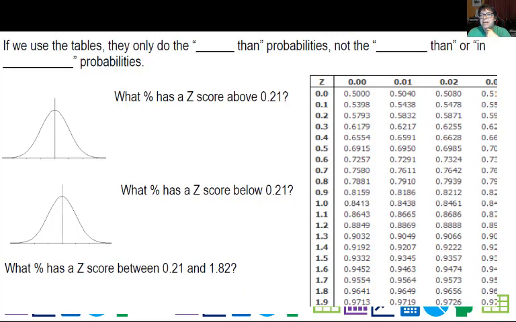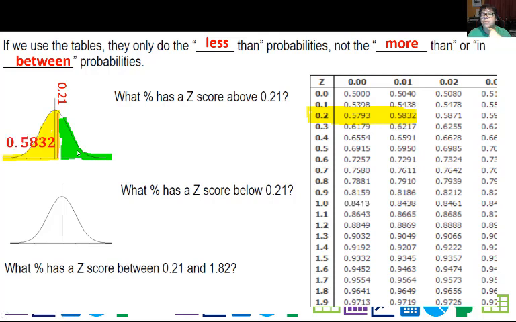All right, so when we do use the tables, they only do the less than probabilities, not the more or in between probabilities. So we're just going to practice with some standardized scores here. What percent has a z-score above 0.21? So here I'm asking above. So I wanted above this value, roughly 0.21, and that means it's kind of this green area here. Now if I go to the table, 0.21 is 0.5832, but that 0.5832 is not the green area, it's the yellow area here on the left.